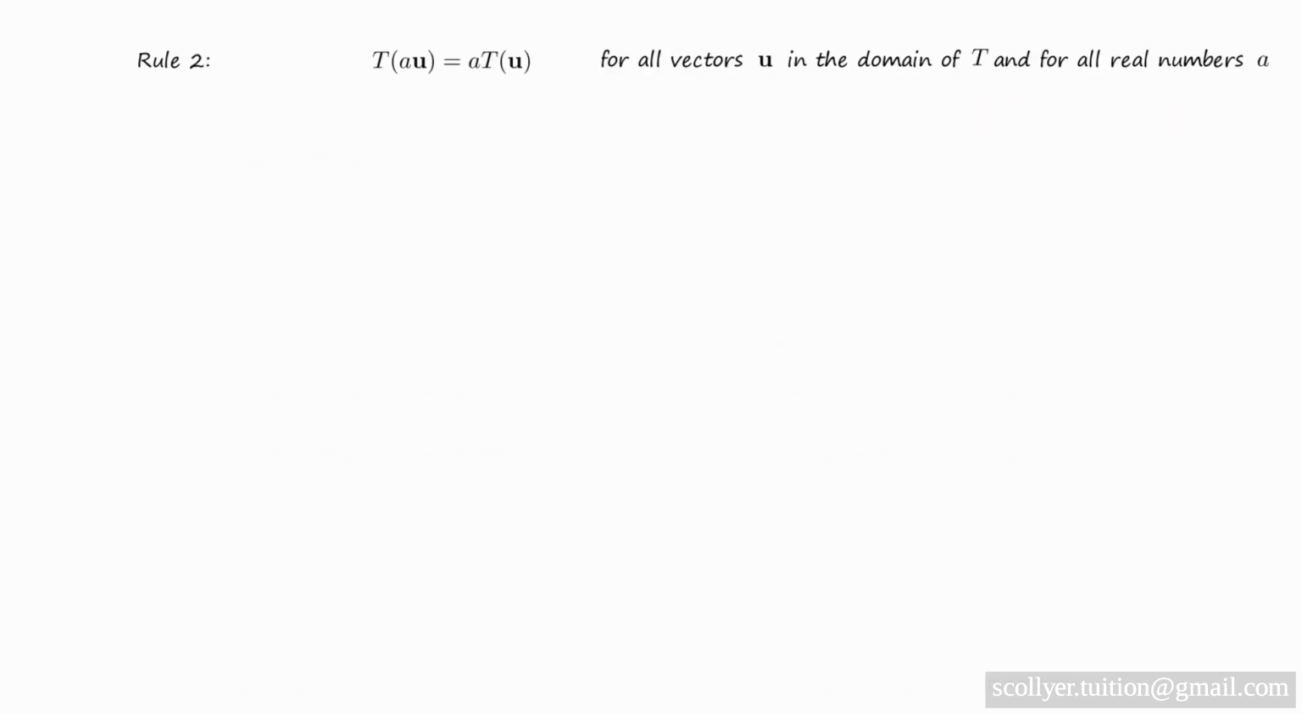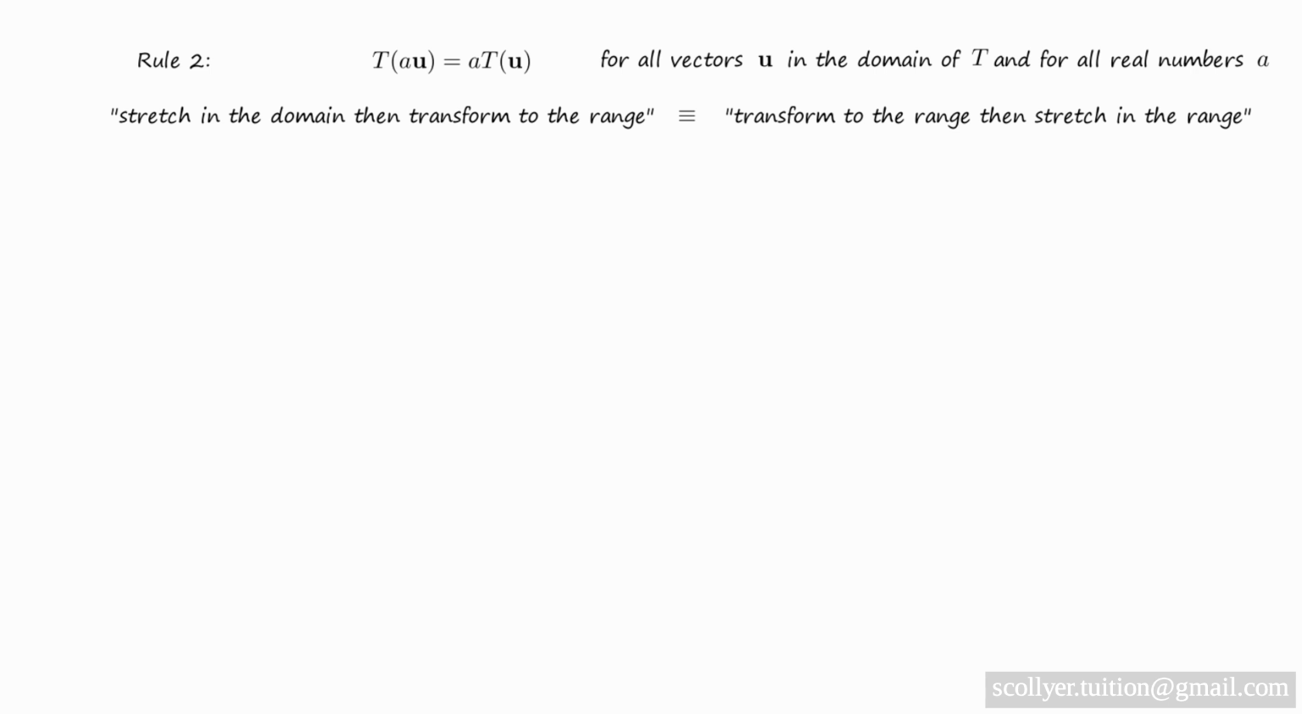The second rule of linear transformations says that T of a times u equals a times T of u for all vectors u in the domain of T and for all real numbers a. And we can describe this rule as saying stretch in the domain, then transform to the range is equivalent to transform to the range, then stretch in the range. And we have the following equivalences between words and algebra.